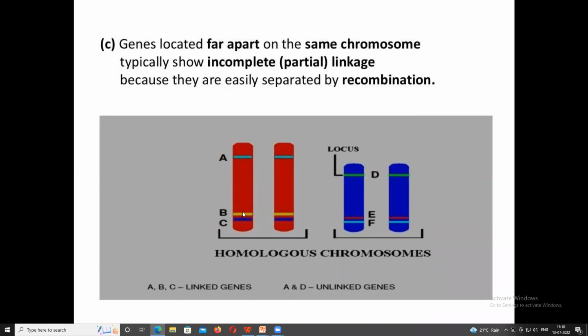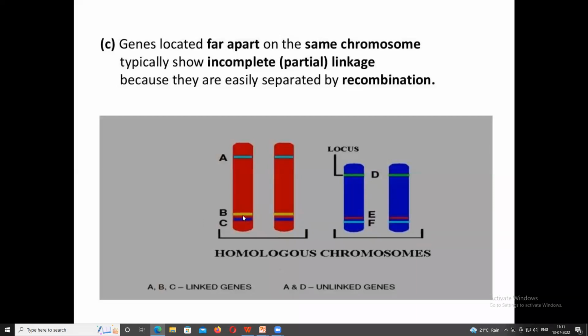Okay, so here we are talking about linkage. What is linkage? Where there is no crossing over, that is called linkage. Here, does crossing over happen? No. So these two genes are said to be linked. Why are we calling them linked? Because there is no chance of crossing over. These two genes will be going together to the next generation.